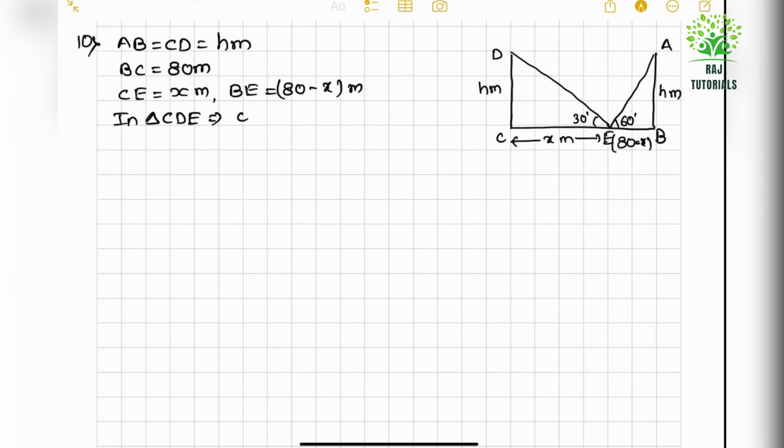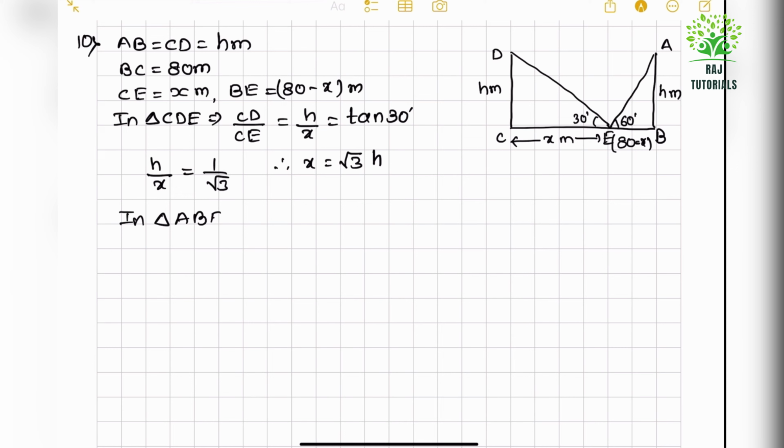So BE will be 80 minus X meter. Now in triangle CDE, CD upon CE equal to H upon X, which is equal to tan 30. So I can say H upon X equal to 1 by root 3. So therefore X equal to root 3H.